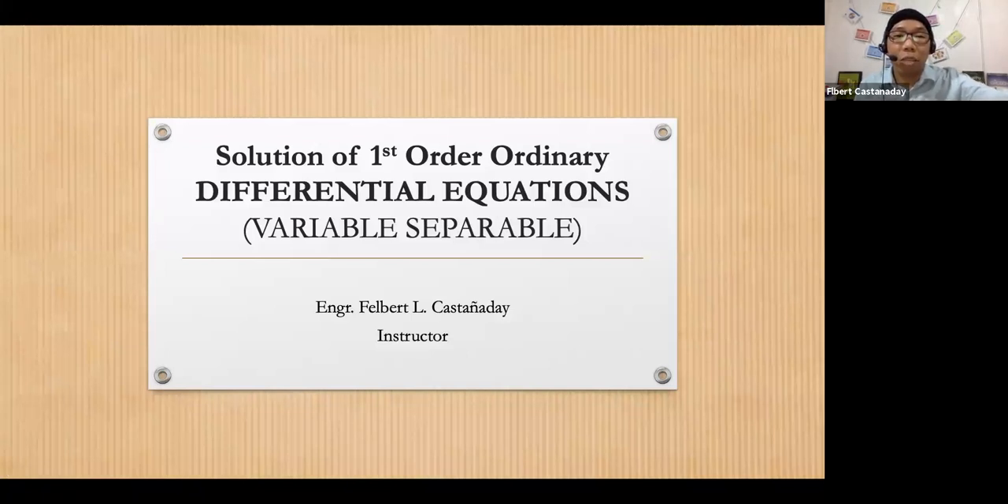Our topic will be about solution of first order ordinary differential equations. So we will start with the first method, the separation of variables, or in other books, they refer to this as variable separable, or separation of variables, or separable differential equation.